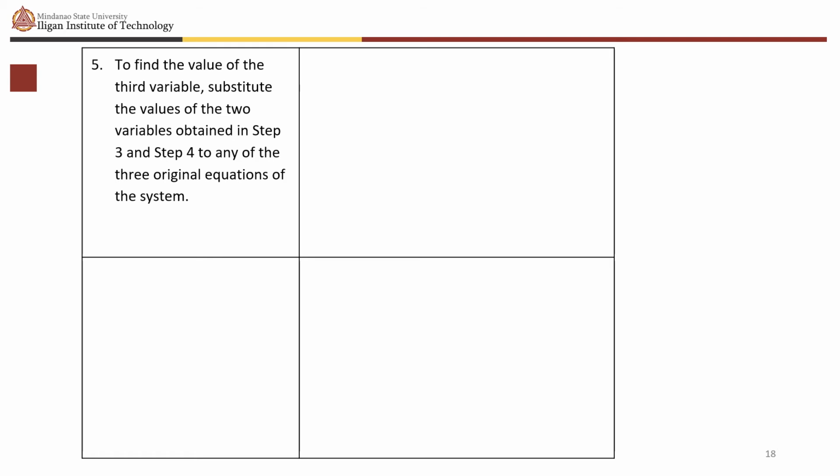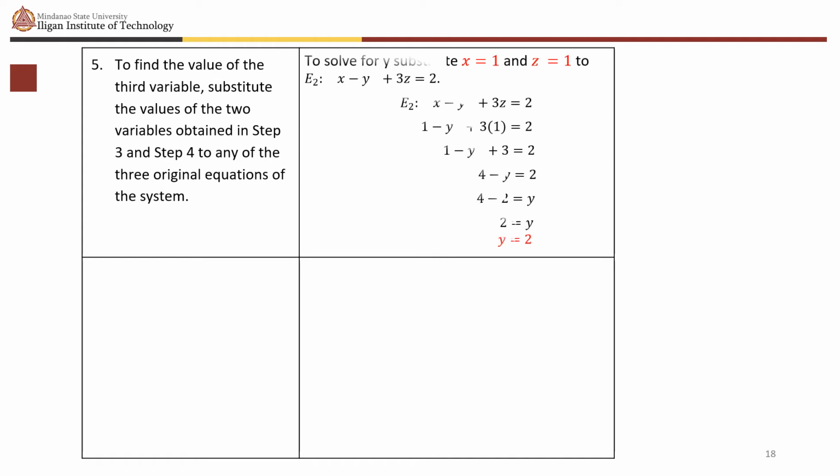To find the value of the third variable, substitute the value of the two variables obtained in step 3 and step 4 to any of the three original equations of the system. To solve for y, substitute x equal to 1 and z is equal to 1 to e sub 2, x minus y plus 3z is equal to 2. So here x is replaced by 1, and then we have minus y plus 3 times z, which is replaced by 1. So that's equal to 2. So we have 1 minus y plus 3 is equal to 2. And solving for y, we have here y is equal to 2.